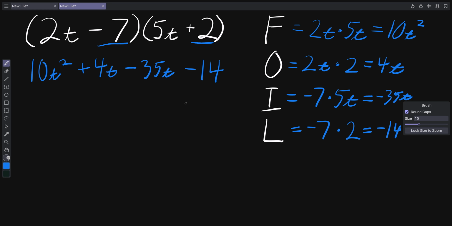Now, like before, we have a 4t here and a -35t. This can be simplified. It's basically 4t minus 35t. So simplifying, we will be left with 10t squared. Positive 4t minus 35t, that's going to be -31t. So -31t minus 14. And this is our final answer.